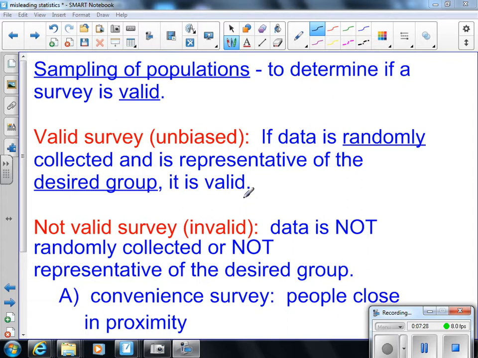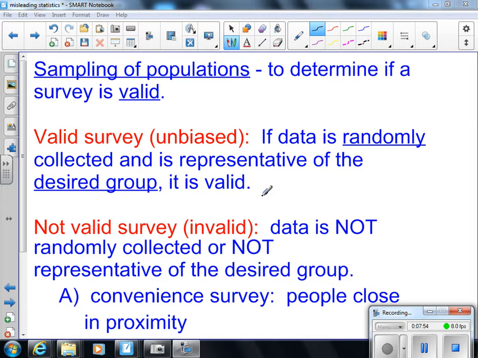If the data is randomly collected and it represents most all of the desired group, then we can say it is valid. Now, if I say I'm unbiased towards my classroom, that means I usually try to call on boys and girls, and it doesn't matter where you're sitting. I usually try to call on you fairly. Okay, so that's something you can think about when you're talking about a valid survey.